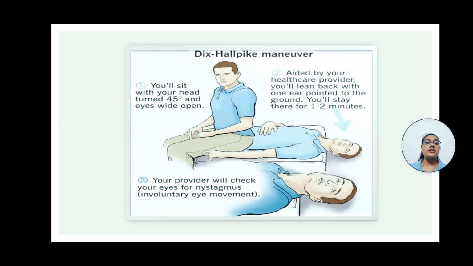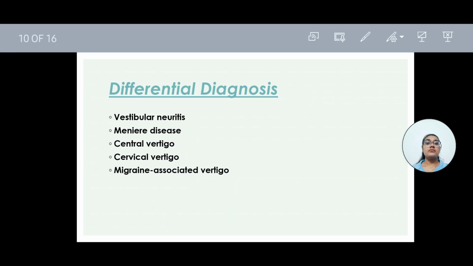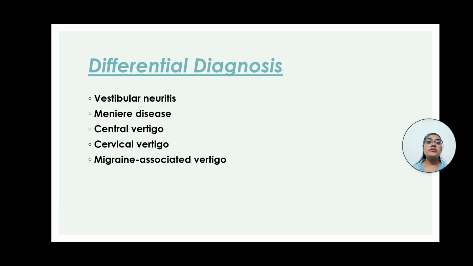The first step is you sit with your head turned 45 degrees and eyes wide open. The second step is, aided by your healthcare provider, you lean back with one ear pointed to the ground. You stay for 1 to 2 minutes. The third step is your provider will check your eyes for nystagmus. Here is the differential diagnosis: vestibular neuritis, Meniere disease, central vertigo, cervical vertigo, migraine, etc.